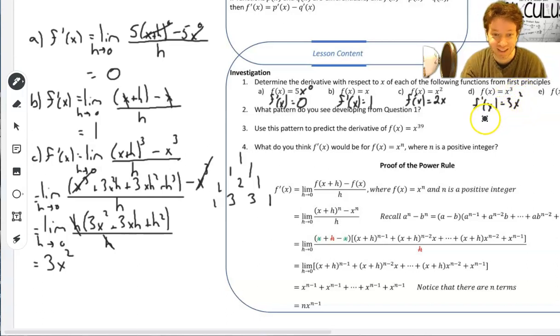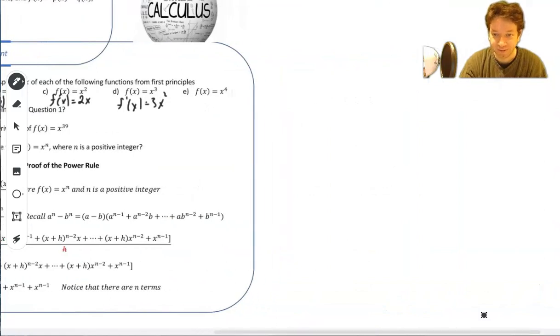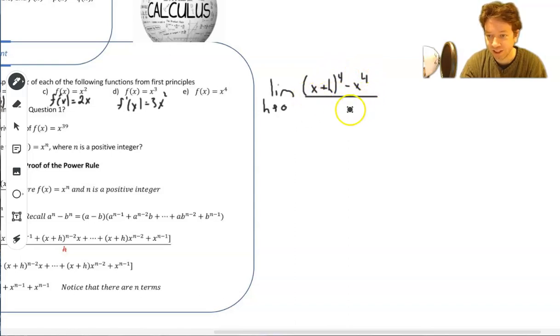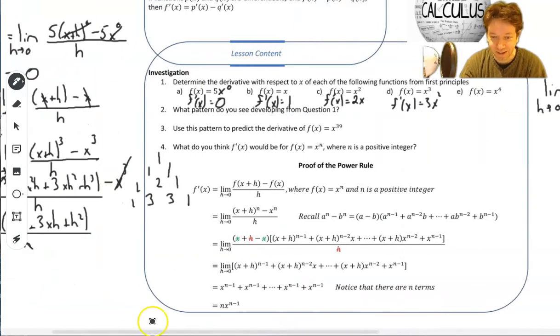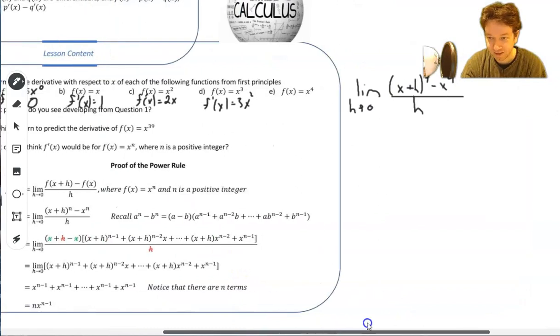You might be able to start to see a pattern here. We can do the same thing for the last example, which is x to the 4. I'm going to do it over here. So x to the 4 would be the limit as h approaches 0 for x plus h to the power of 4 minus x to the power of 4 all over h. All right, so x plus h to the power of 4. Let's just go back to Pascal's triangle and do the next row. So it's going to be 1, 4, 6, 4, 1. Okay, let's do that.